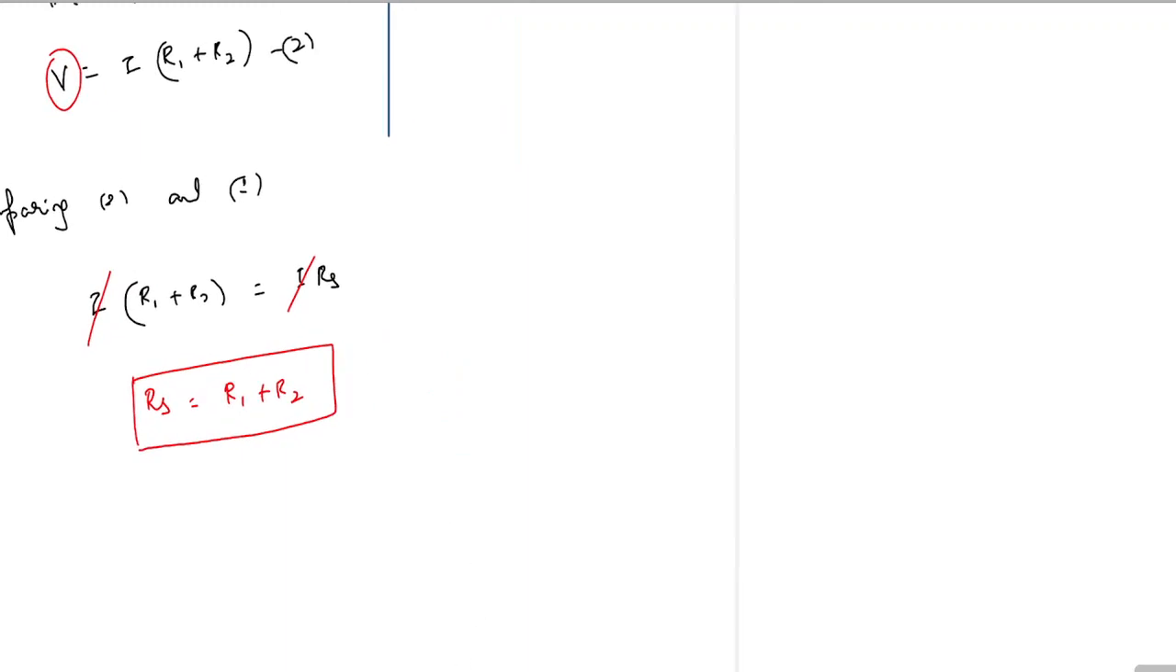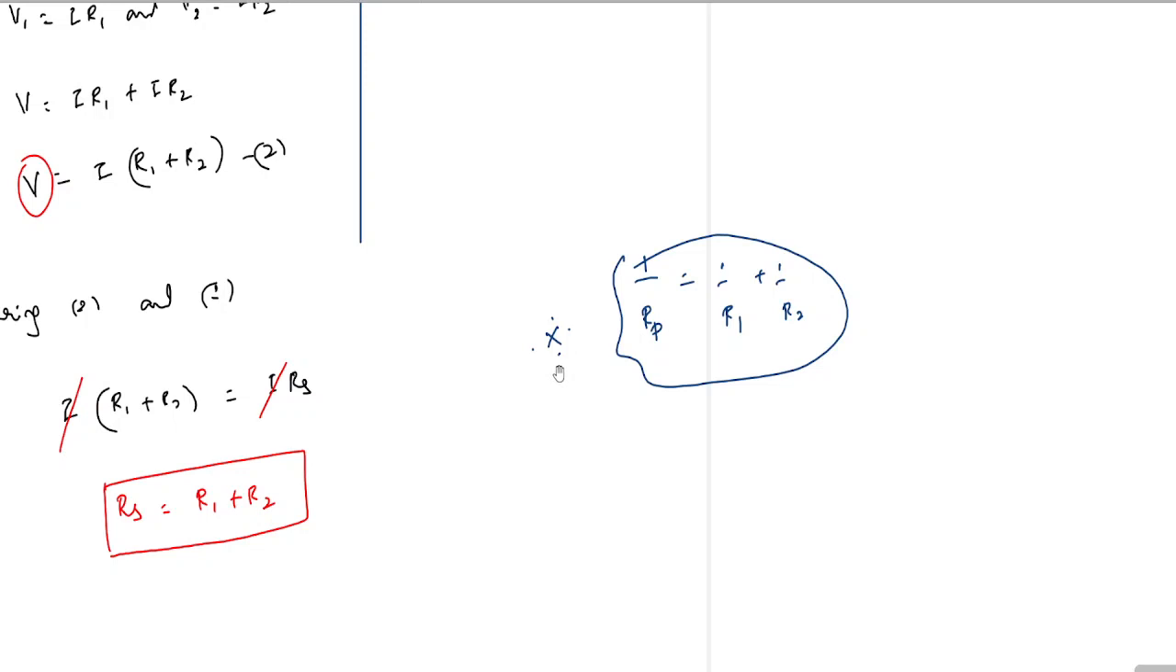As homework, you all can find out what is the equivalent resistance of 2 resistors in parallel. The answer would be 1 by RP is 1 by R1 plus 1 by R2. So practice this also. Even this becomes important. As I keep telling you all, don't expect the same thing will be asked in the examination. They may ask you something around this also. So in that sense, even parallel may become important. Practice this also.